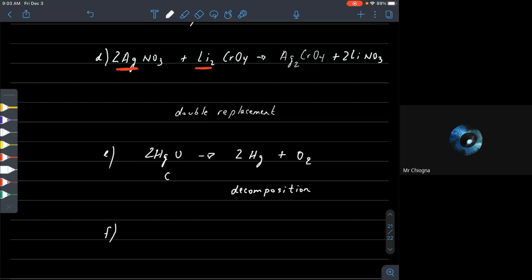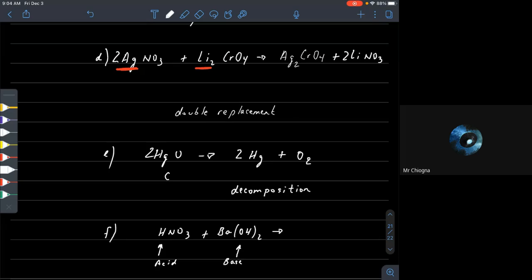HNO3 plus barium hydroxide. Okay, that's your pattern. It's an acid plus a base. I know that it's an acid because of the H and a base because of the OH.